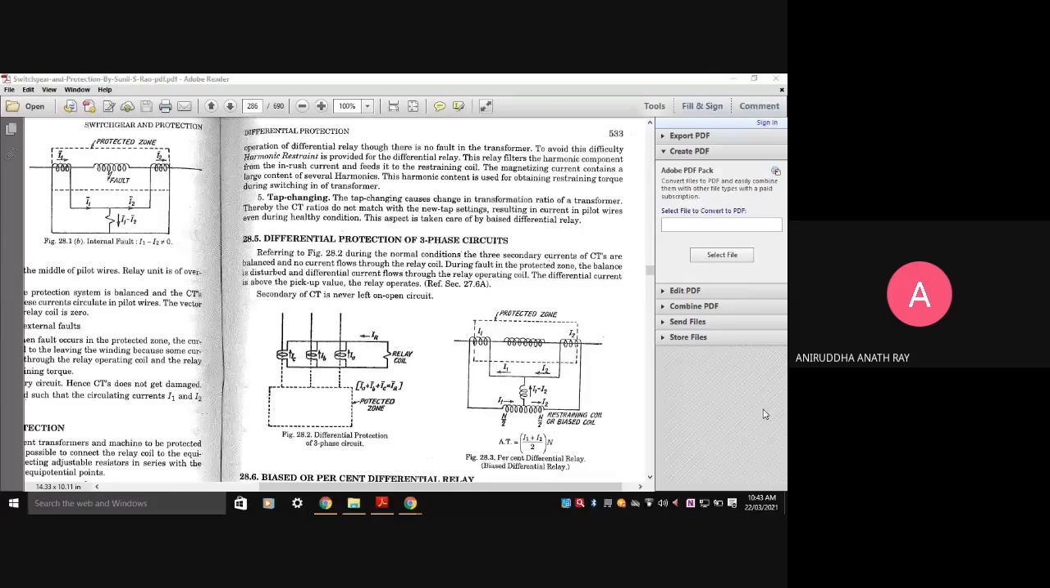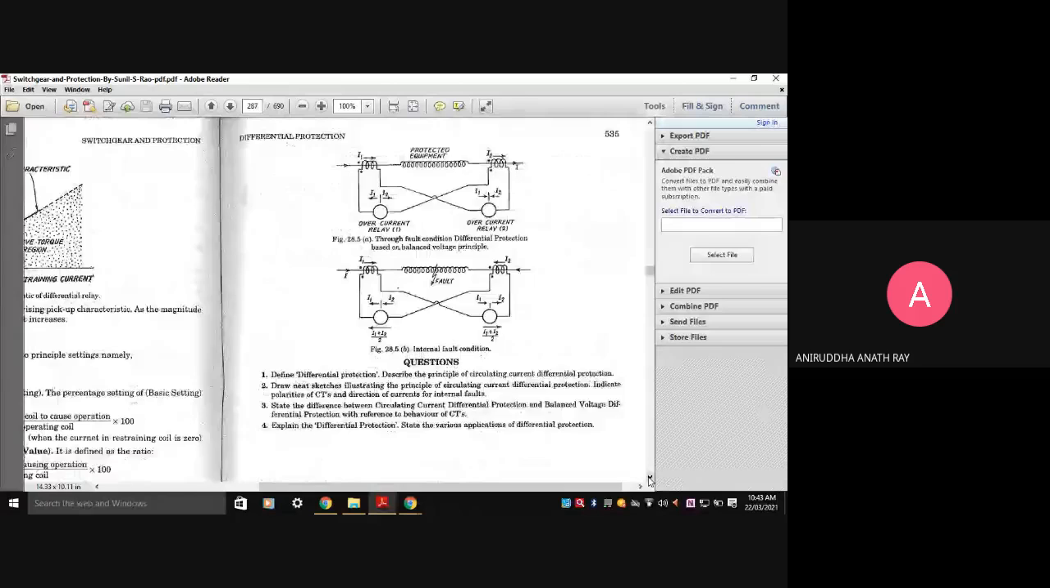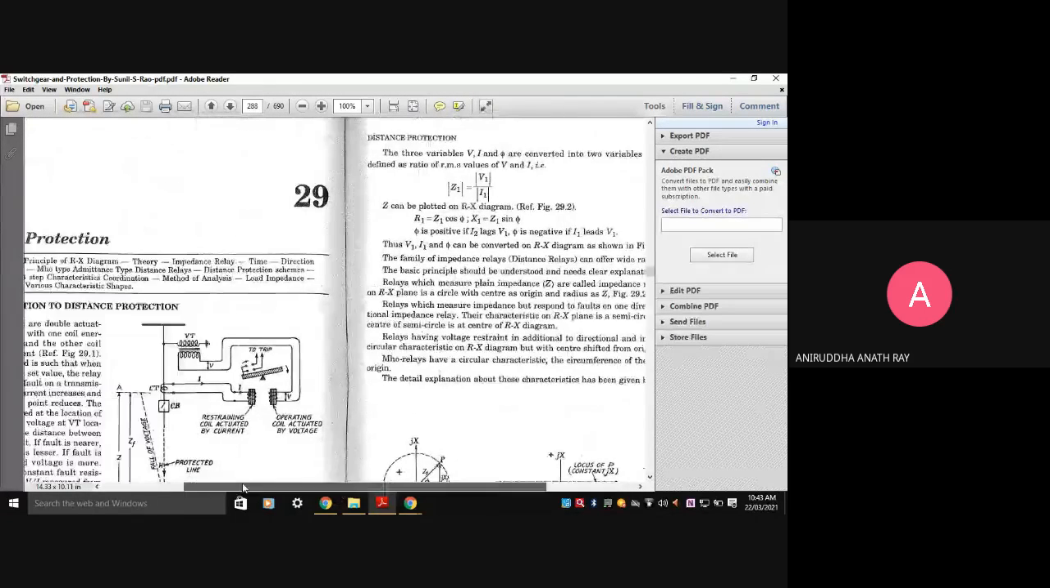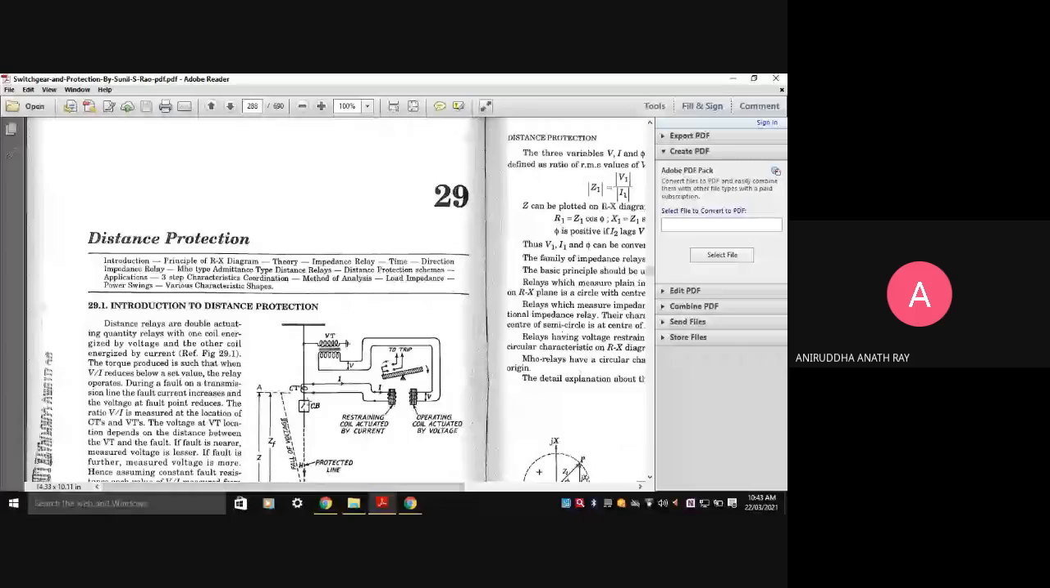Now the next topic is distance protection. This was all about differential protection that I covered. Another day we are going to study the impedance relay and all in detail.